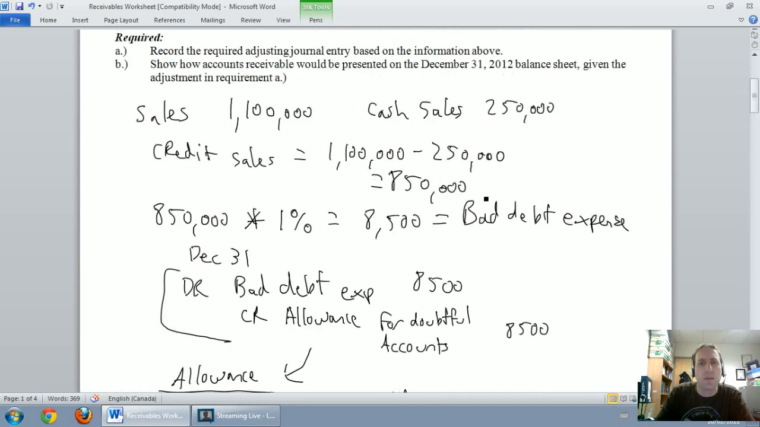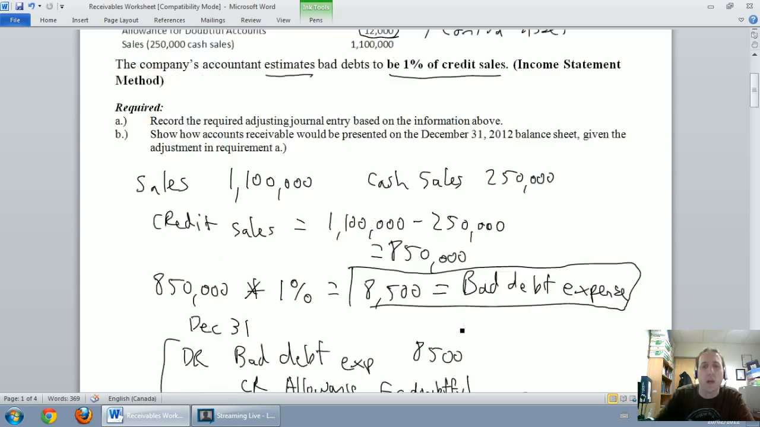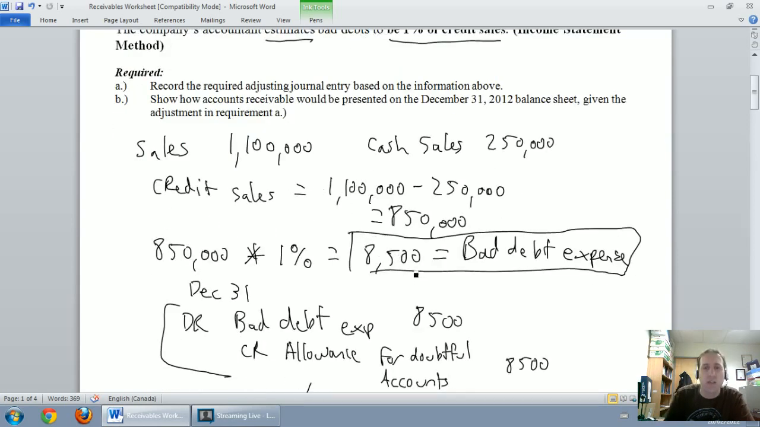So this was called the income statement method. And again, the income statement method, you take a percentage of sales, in this case a percentage of credit sales, 1% of credit sales in this question. That number you calculate as a percentage of credit sales is your bad debt expense, and it goes straight into a journal entry. Debit bad debt expense for that number. So always remember, if you're doing income statement method, percentage of sales method, the amount you calculate is your bad debt expense. It goes right into the journal entry, debit bad debt expense for that amount.